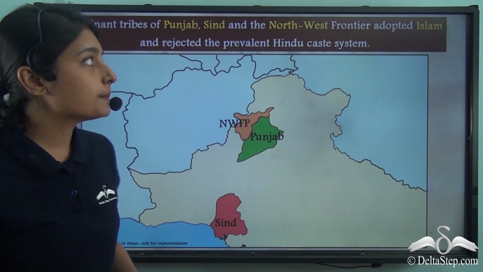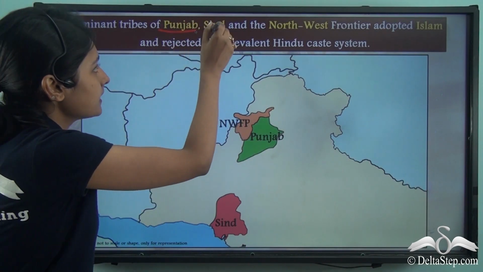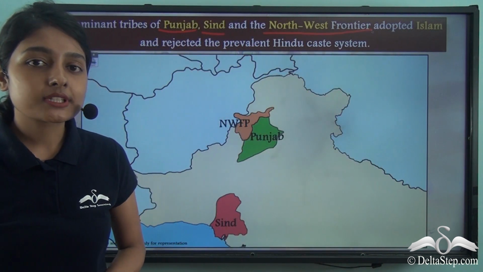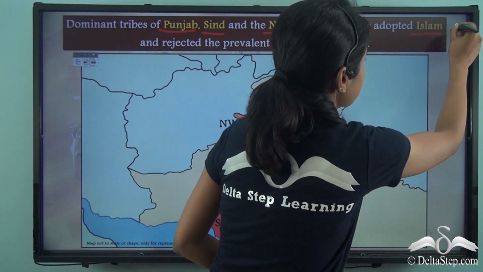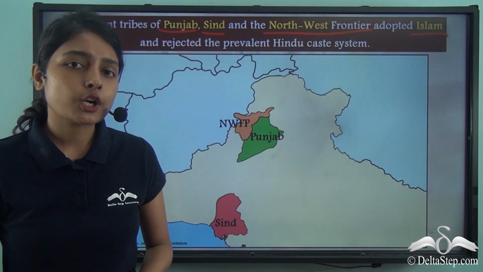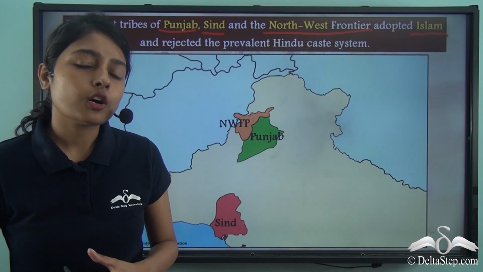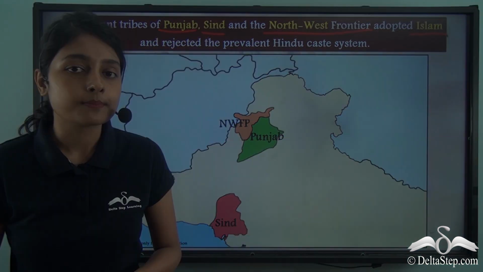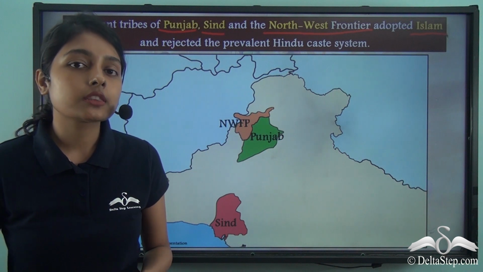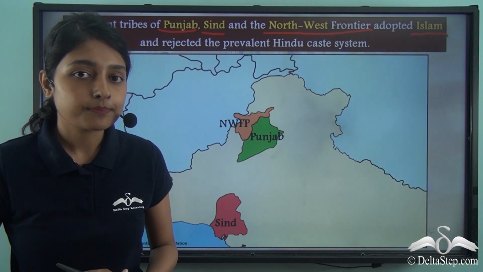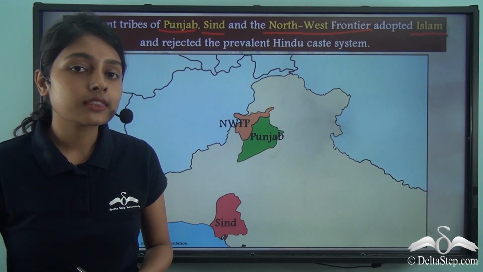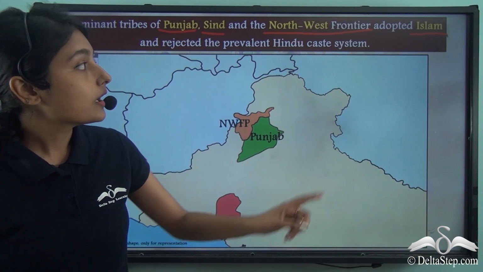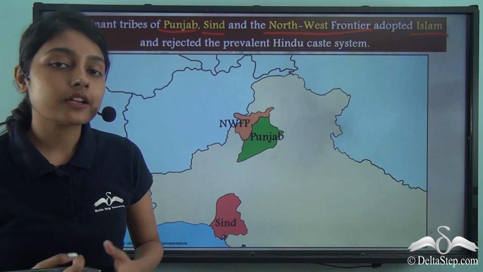Now many of these people from Punjab, Sindh and northwest frontier now adopted Islam. Why do you think they adopted Islam? Because they thought that Islam was more liberal and accommodating than Hinduism. Hinduism was the religion that oppressed and dominated them, and Hinduism was the religion that subsumed their autonomy, which is why they now adopted Islam as their religion.